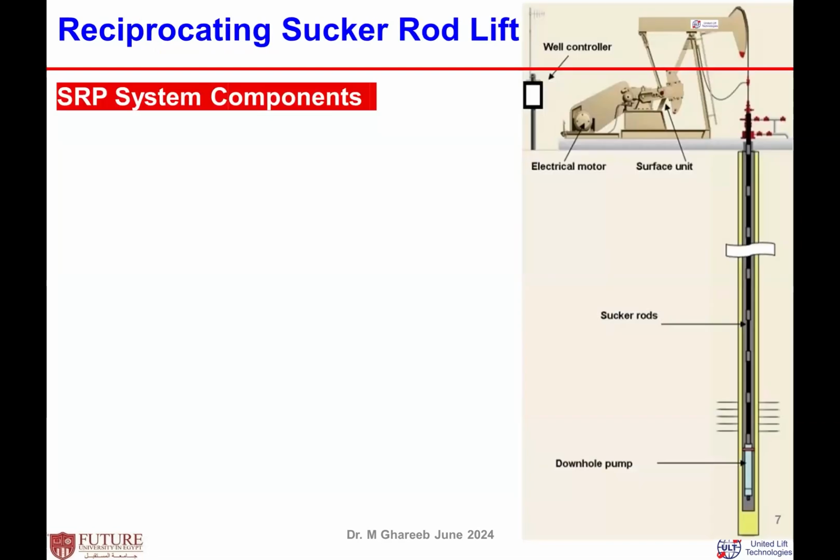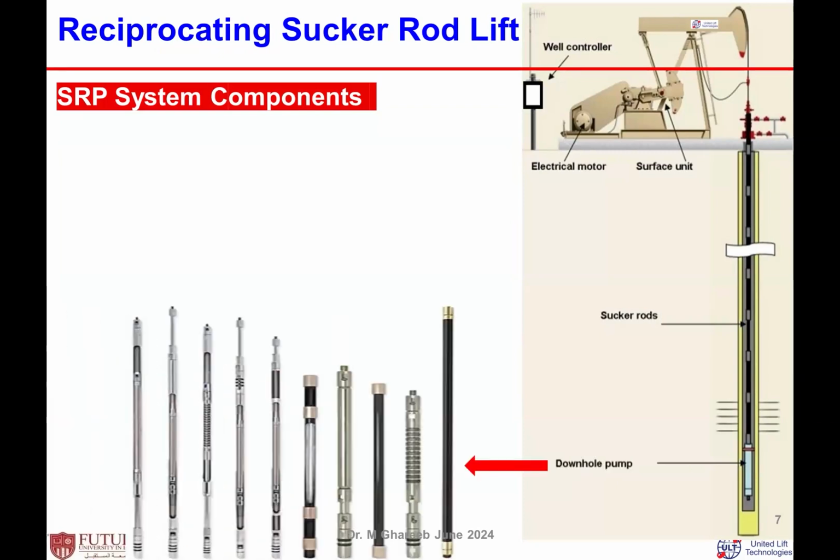What are the system components? Yes, we talked about applications and advantages. All of that should be known. What are the components of the system, and how is the system running? If you look at the picture on the right-hand side, this is the total system from bottom to top. In the bottom equipment, we have the downhole pump. This is the heart of the system. The downhole pump is a reciprocating, up and down, positive displacement type of pump.